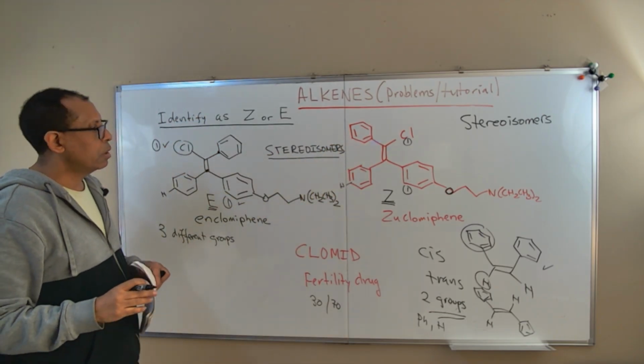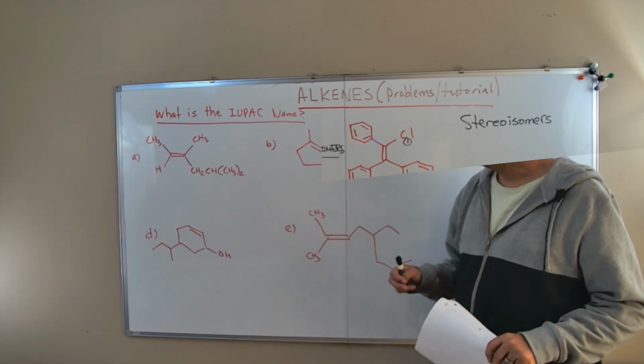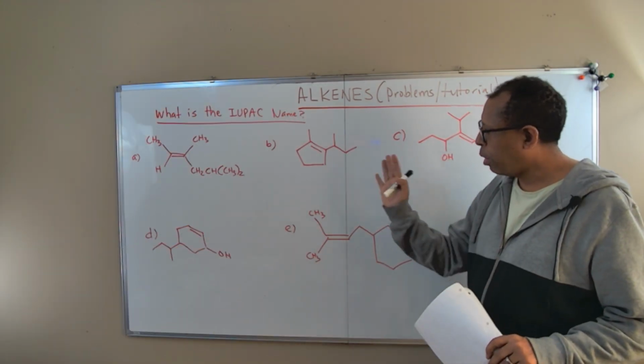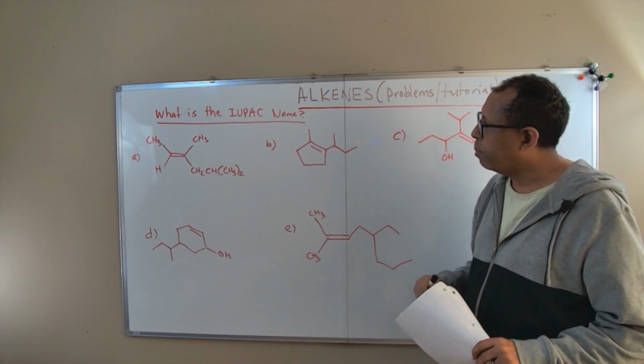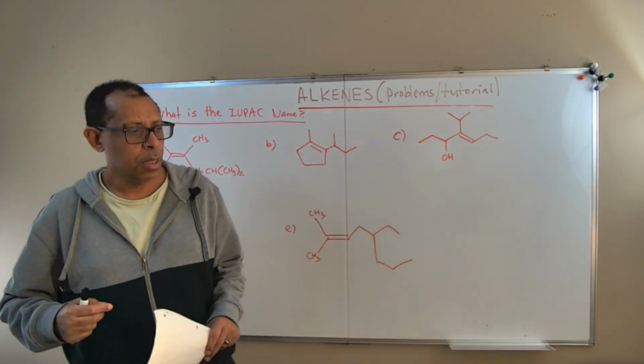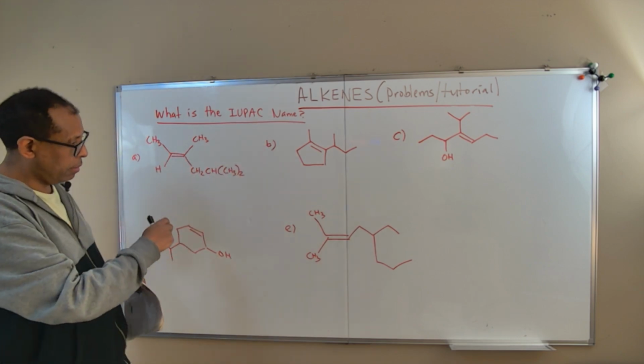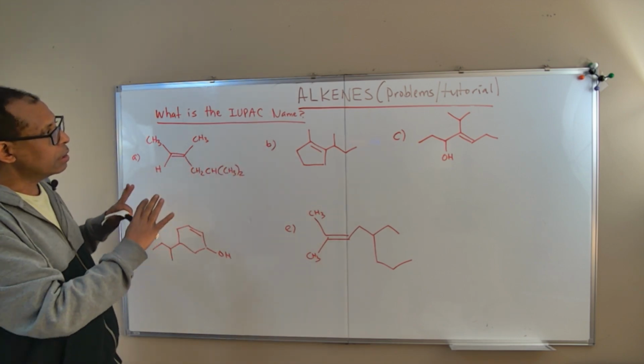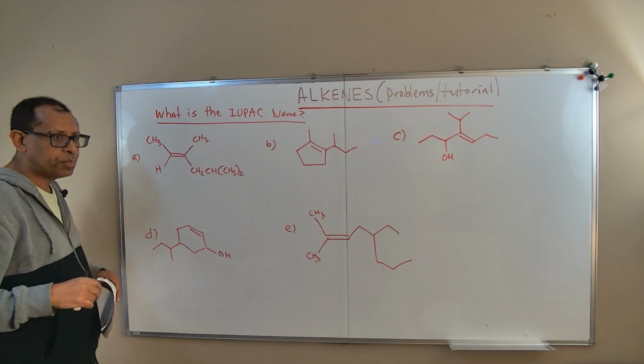Okay, so we'll continue more. Let's see this problem here. The problem set is asking about IUPAC naming of these alkenes. These are different alkenes, as you see, from A to E. Let's start by naming this.